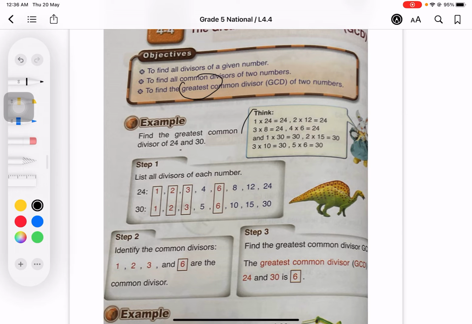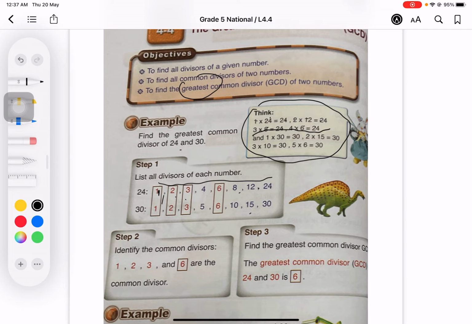Now look here. What is 24? 1 times 24 equals 24. 2 times 12, 24. 3 times 8, 24. 4 times 6, 24. Finish 24. Let's do 30. 1 multiply 30, 2 multiply 15, 3 multiply 10, 5 multiply 6. Write them horizontally like that. Start with 1 and write 24 at the end. 2 with 12, 3 with 8 like that. Do the same way with 30.